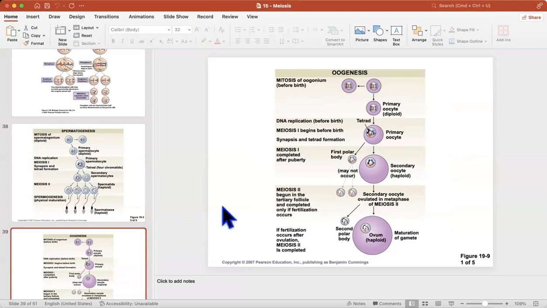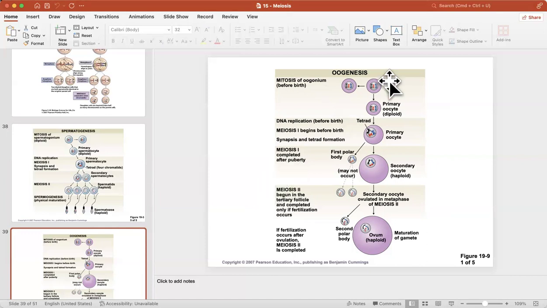Okay, producing an egg is called oogenesis. And oogenesis is very different from sperm production in the male's testes after puberty. Every day, sperm is produced. So every day you produce millions of sperm in the male's testes. Female is different. Every month you only have one egg mature.